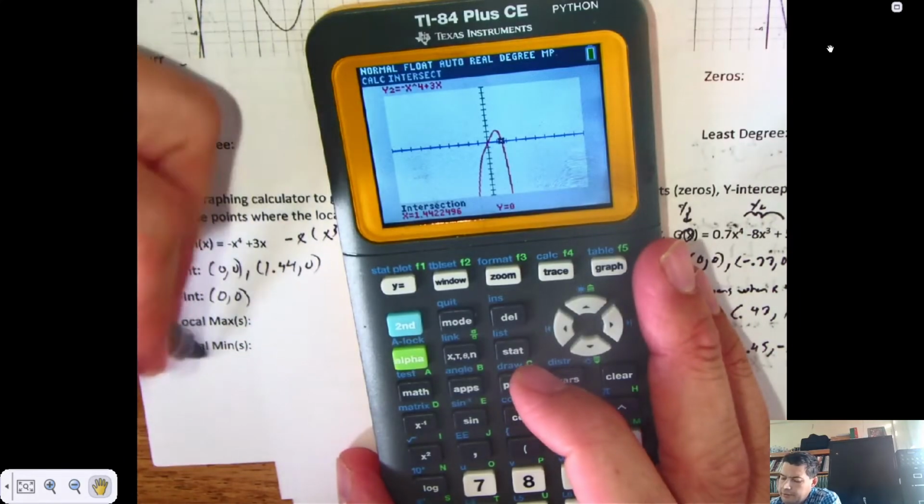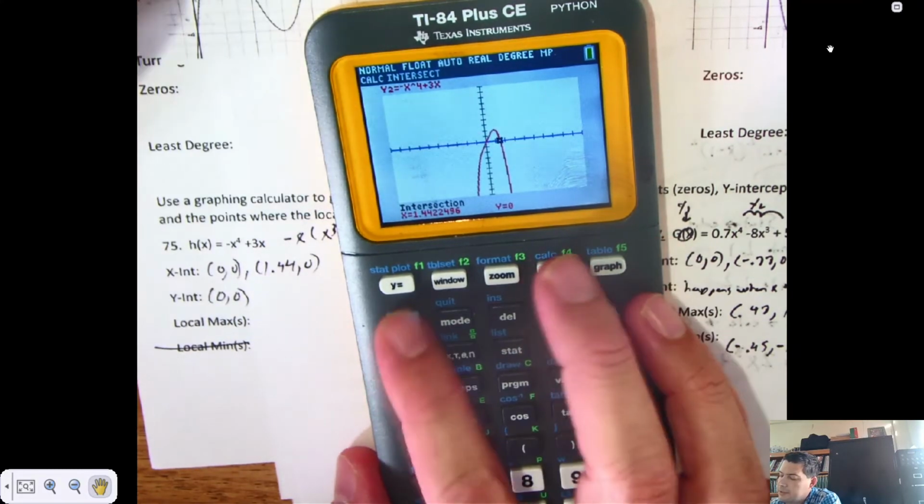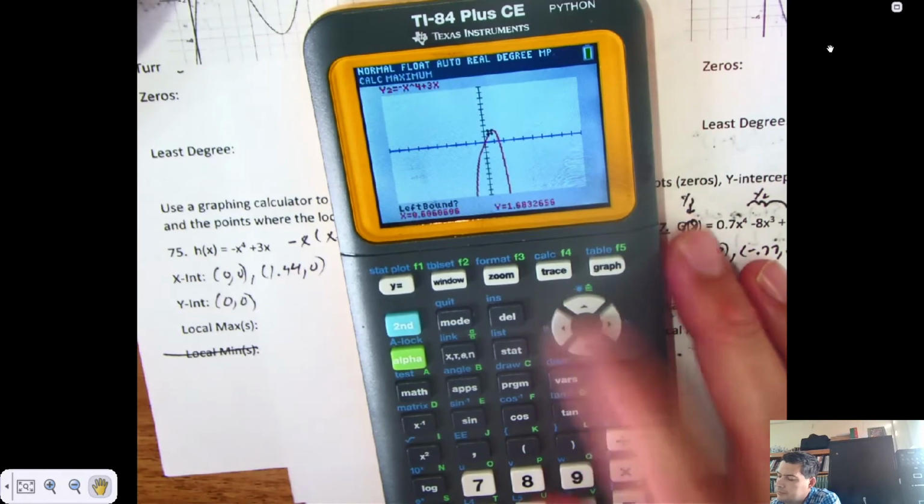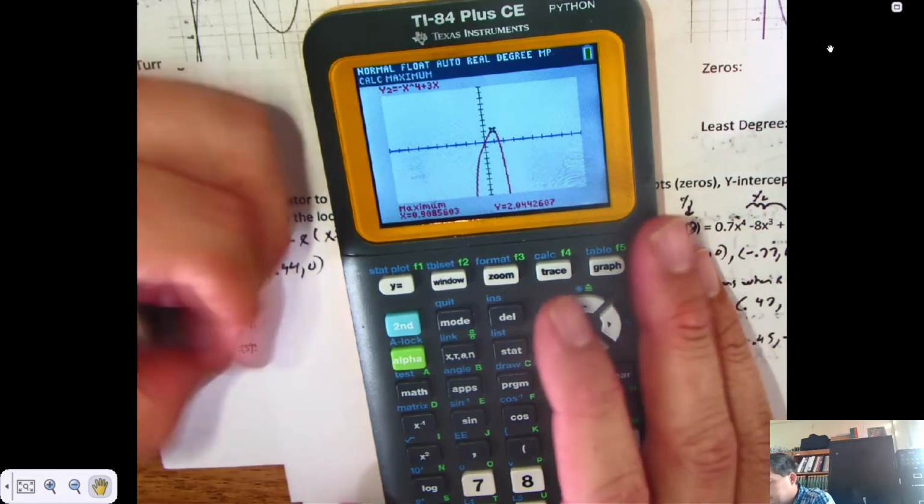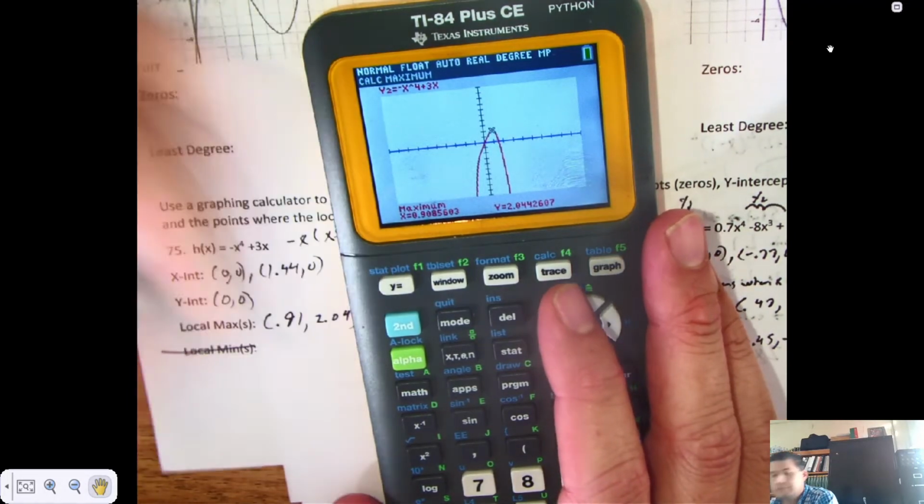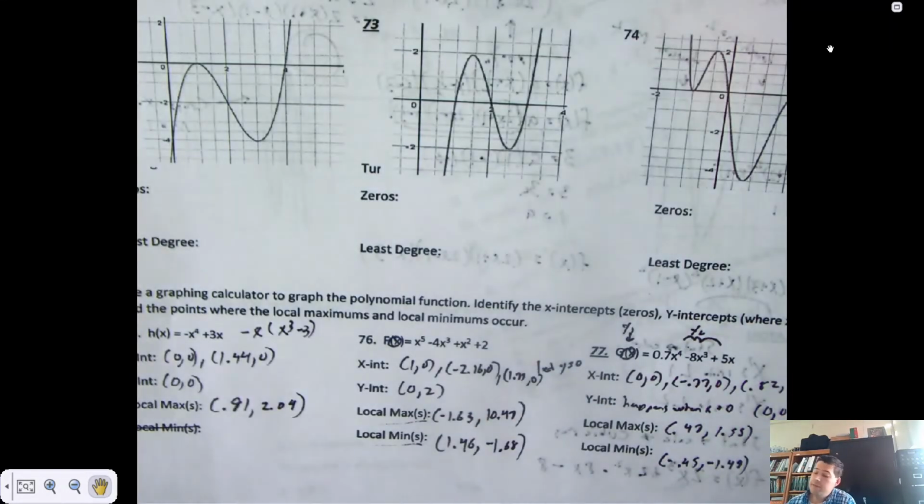You don't have a local min. It doesn't exist. There's only this guy right here, local max. Second trace 4 for max. Left, right, enter. Thank you, sir. 0.91, 2.04. And there's those 3, which you shouldn't have needed my help with. The only reason you would need my help is if you haven't gotten yourself a TI-84, and you probably should.